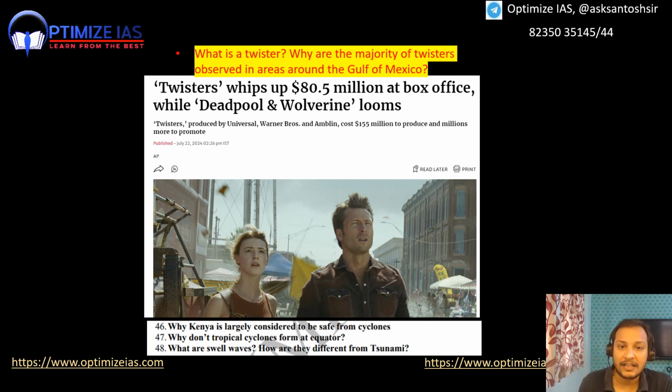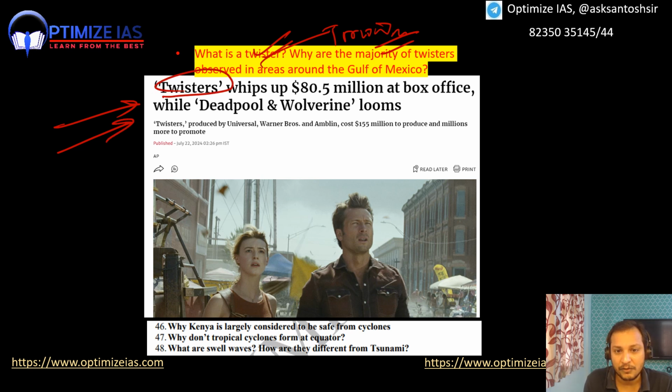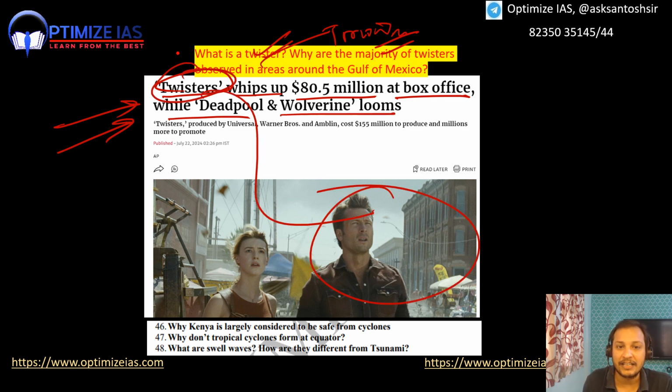Next, guys, what is twisters? This was a very surprising question. Many people who do not know what twisters are may leave this question. But this question is nothing but tornadoes. This question was on tornadoes, and we have discussed that multiple times. You can see here, there was a movie this year, Twisters, which earned 80 billion at the box office while Deadpool and Wolverine looms. This Twisters movie is about these tornadoes, and that is why they gave the question on Twisters.